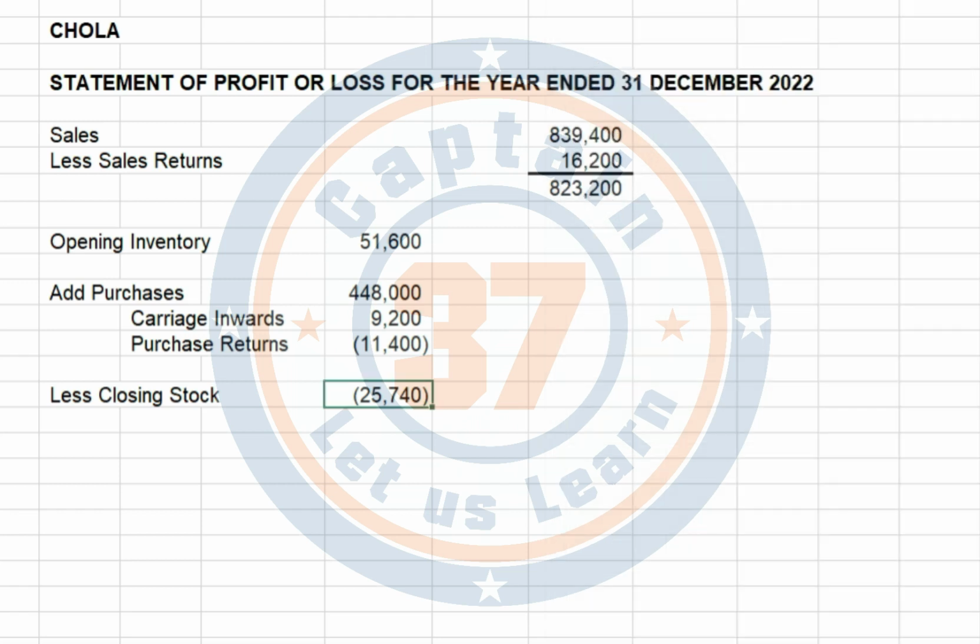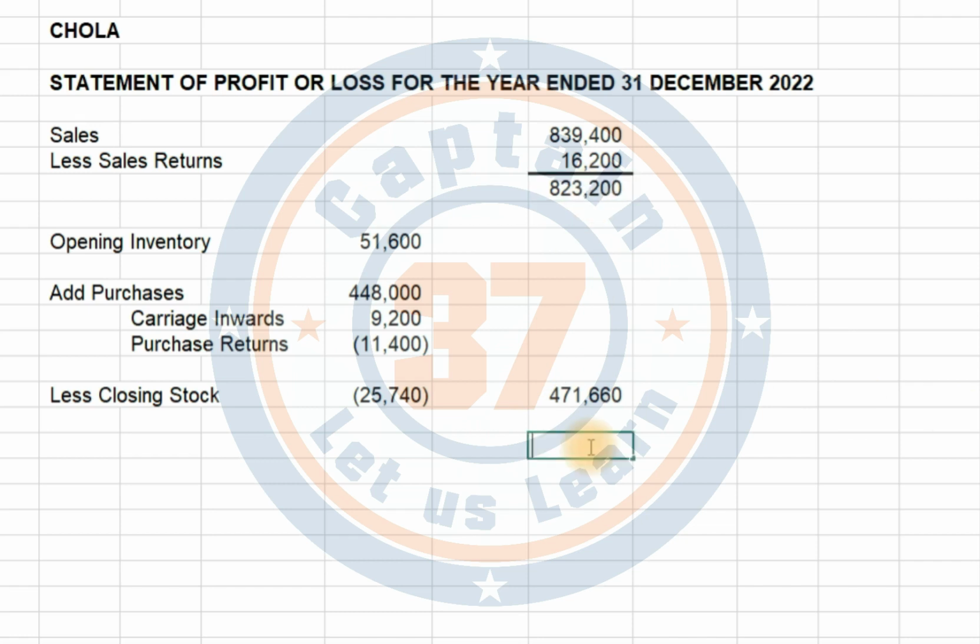That amount, 471,660, we are going to indicate it right over here. We then subtract this amount from the sales. Using your calculator, what does it give you? What is the difference between this and this?